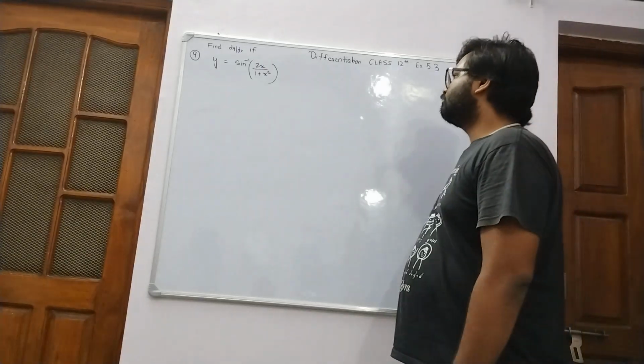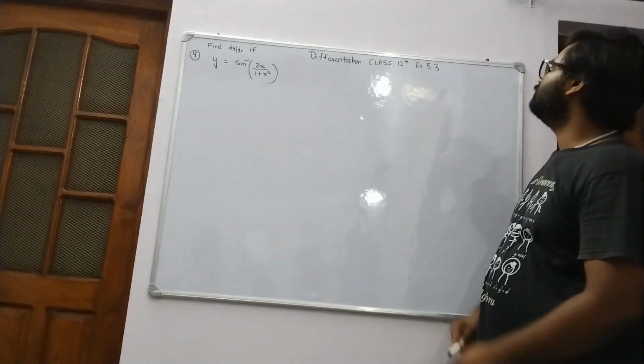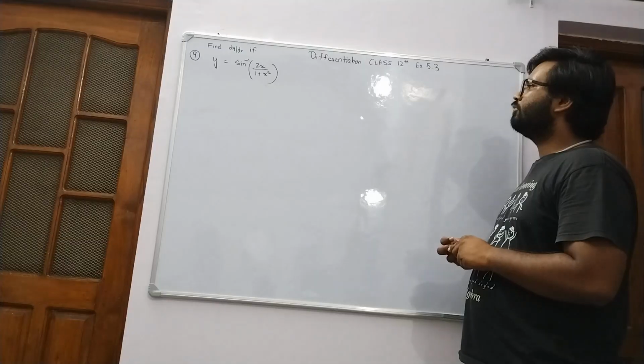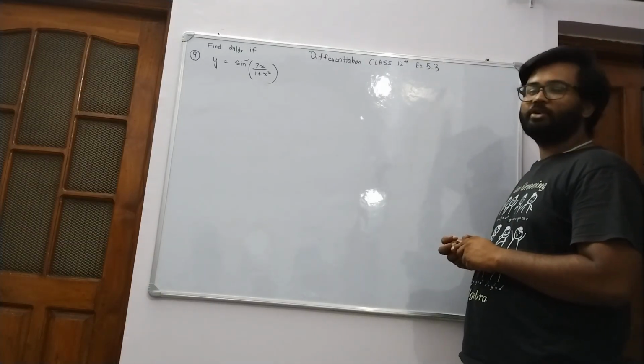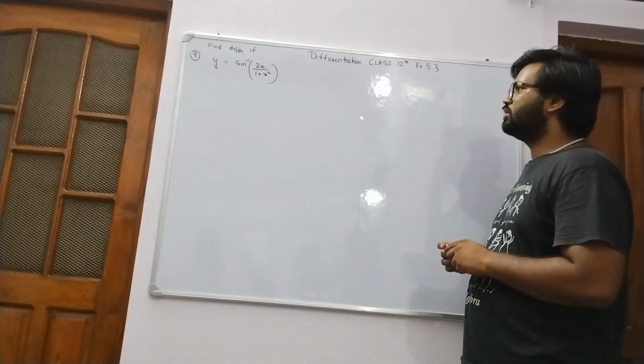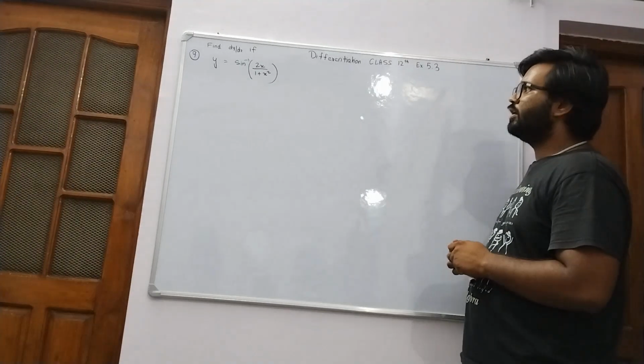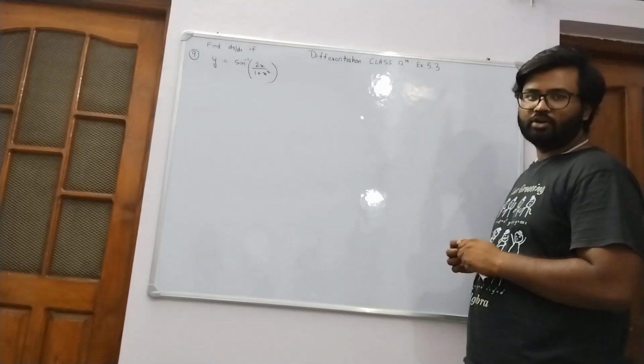Okay, hello everyone. As we are continuing differentiation, class 12 exercise 5.3, now we will be doing the differentiation of inverse trigonometric functions. So let's start with the question. y is equal to sine inverse 2x upon 1 plus x square, and we have to differentiate this particular function.